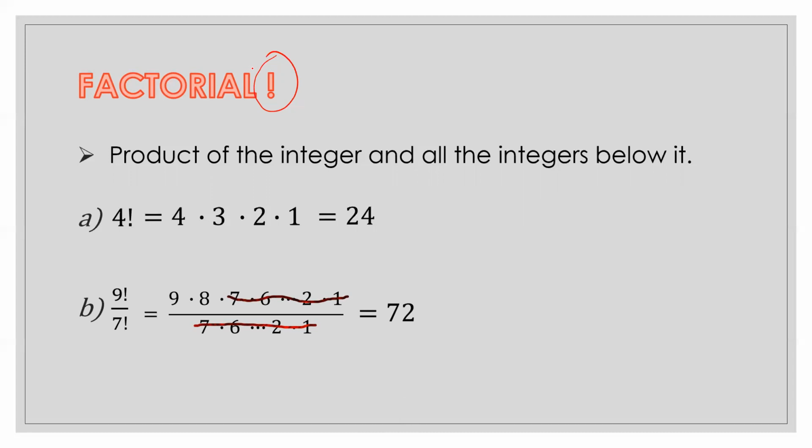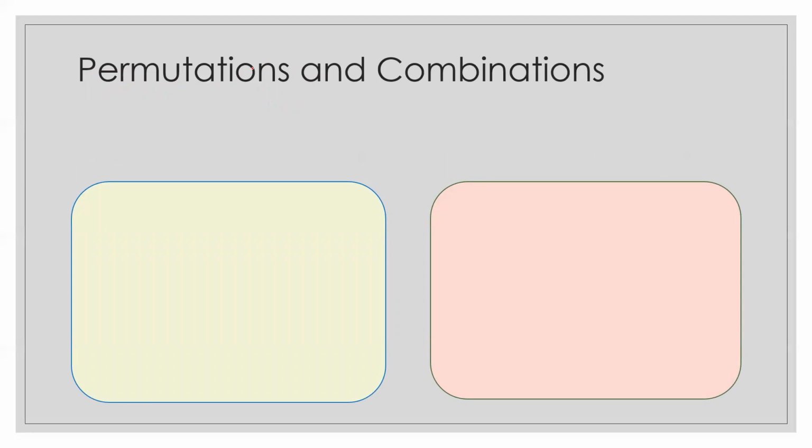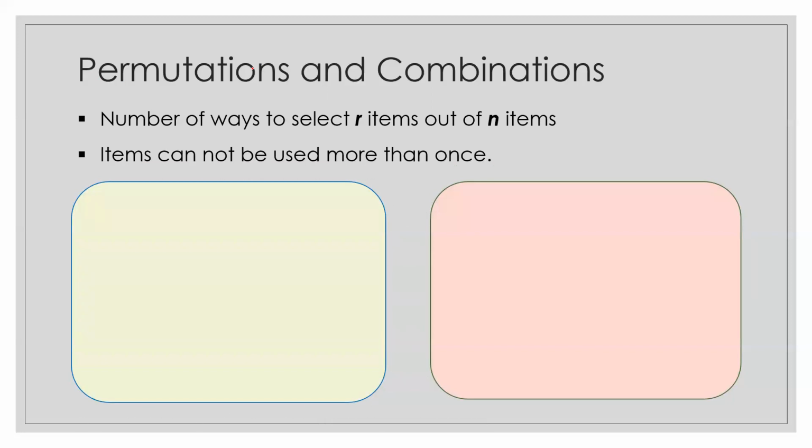All right, so we are now going over permutations and combinations. Those are the two basic counting methods that we have. Permutations and combinations have two characteristics in common, and one that distinguishes one from another. The first common characteristic is that you are going to select r items out of a group of n items. The second common characteristic is that the items cannot be used more than once.